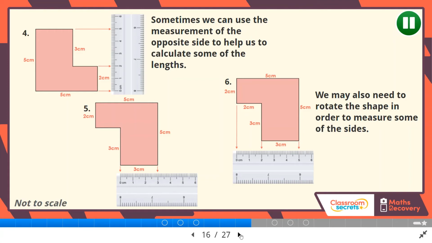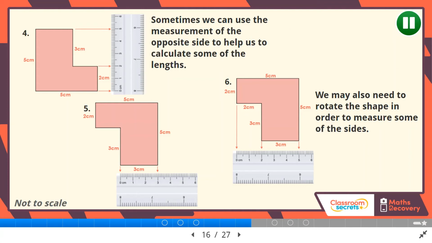We may also need to rotate the shape in order to measure some of the sides. Otherwise, we would be trying to read an upside-down ruler. In step 5, we have rotated the shape to measure the length of this side. The length of this side is 3 centimeters.